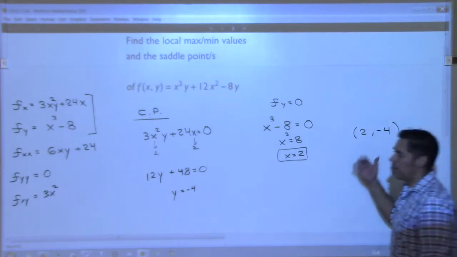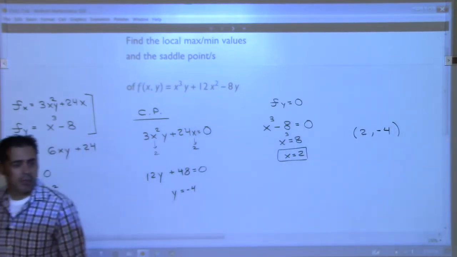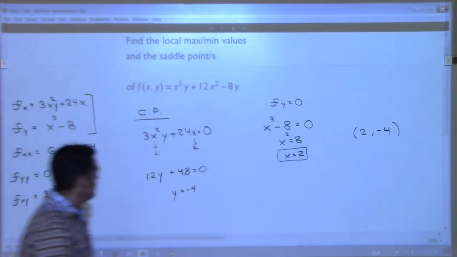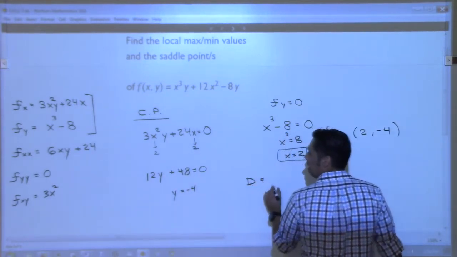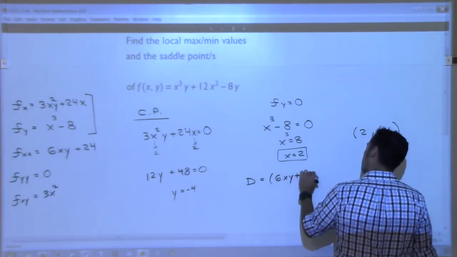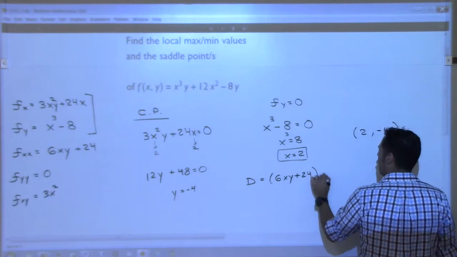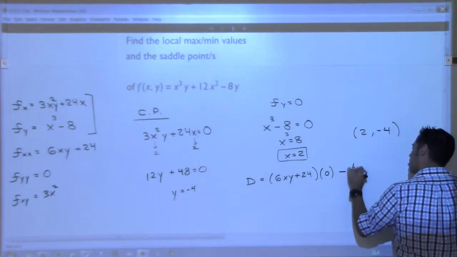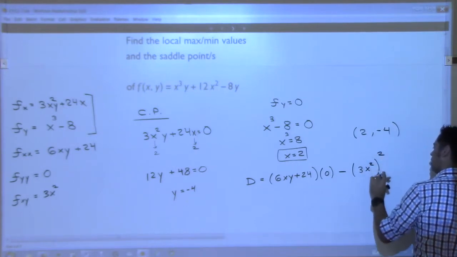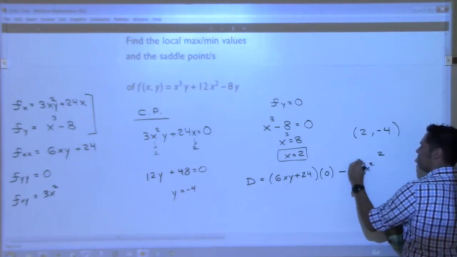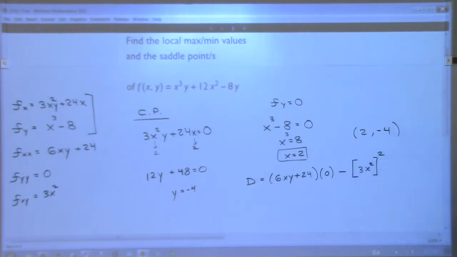That's it. There's only one critical point on this entire surface. It might be a max, it might be a min, it might be a saddle. Still don't know, but there's only one point to look at. So I just need to calculate capital D. Calculating capital D is 6xy plus 24, that's fxx, times fyy, which is 0, and then minus 3x squared, but then all of that squared. You don't have to use brackets, you can use parentheses, it doesn't matter, but the book always uses a bracket in the formula, so I'll put it there.